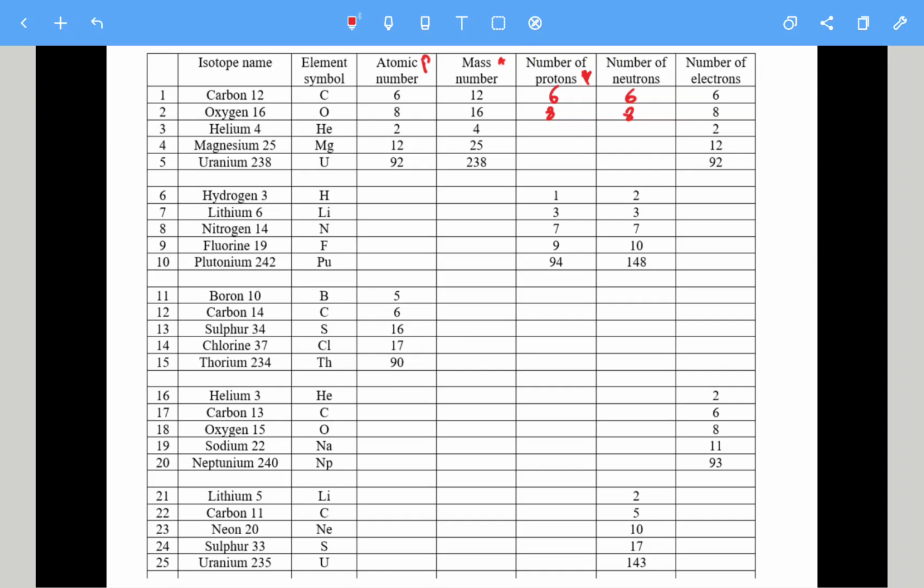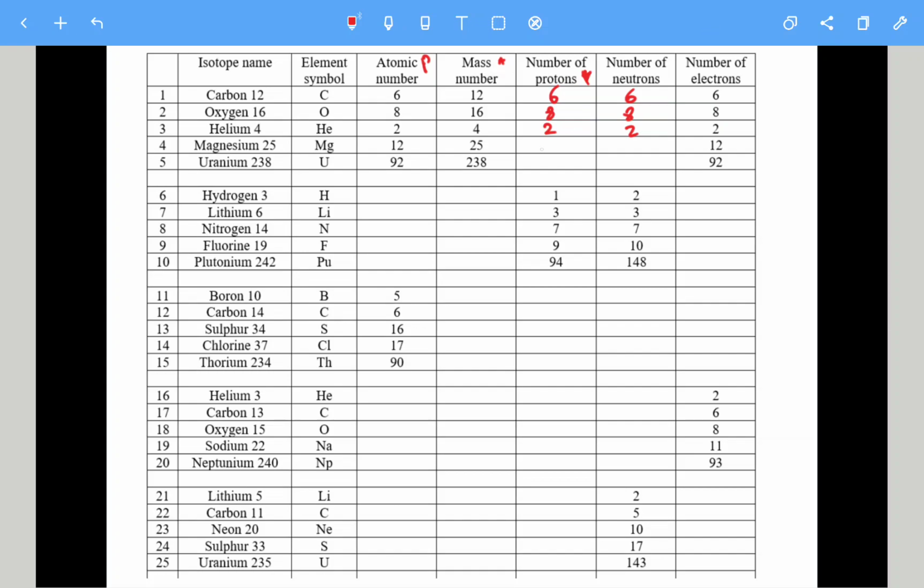So if that kind of makes sense and you want to have a go at it, please do, just pause. And I'm going to carry on now and just go through all the answers. So helium 4, so number of protons, it's got 2 atomic number, so 2 protons. Number of neutrons is mass number minus atomic number, so 4 take away 2 is 2.